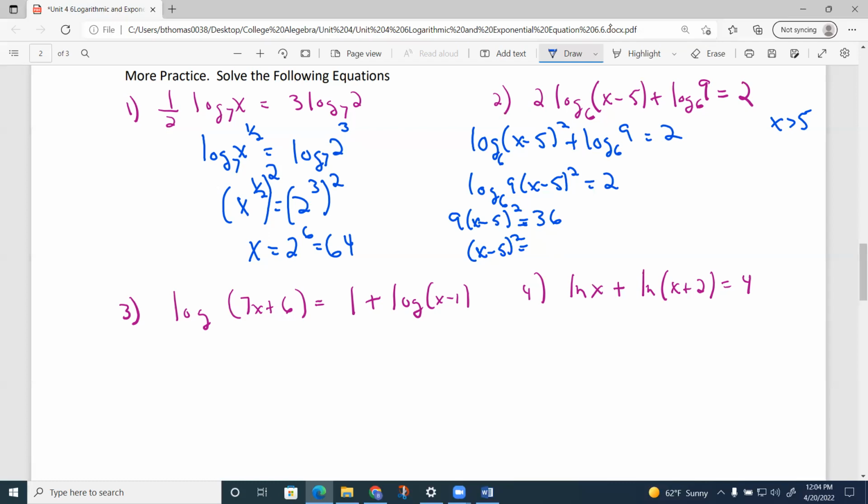So when I divide by 9, 36 divided by 9 would actually just be 4. Now if I take the square root of both sides, we're going to have x minus 5 is equal to plus or minus 2. If I add 5 to both sides, I have x equals 5 plus or minus 2. That means 5 plus 2 is going to be 7, and 5 minus 2 is going to be 3. But since our domain is x is greater than 5, we have to throw out the 3. So x equals 7 would be our solution.